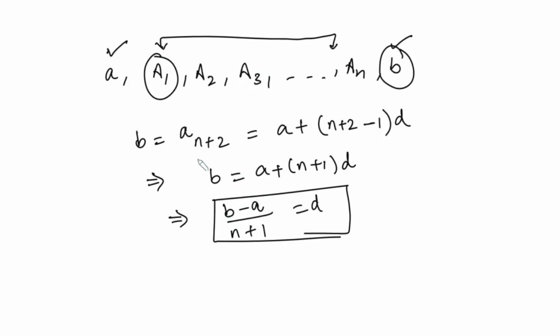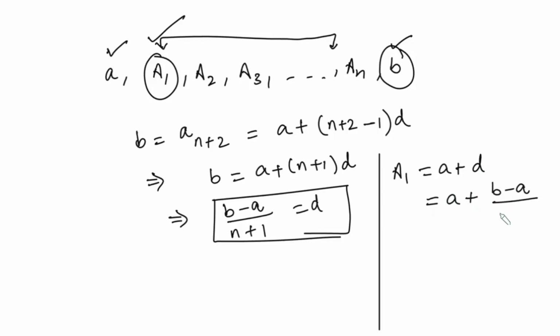So we know D, and A1 is placed at the second number. That means it's the second term, right? So it will be equal to A plus D. That means A plus (B minus A) over (n plus 1). Similarly, A2 will be equal to A plus 2D. So A plus 2 times (B minus A) over (n plus 1). Same way we can find all the arithmetic means.